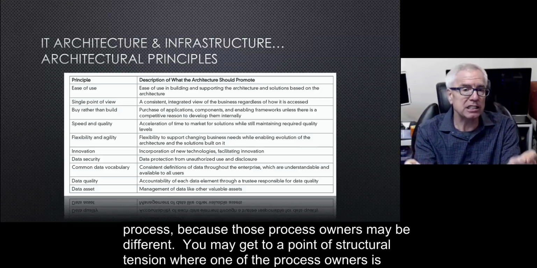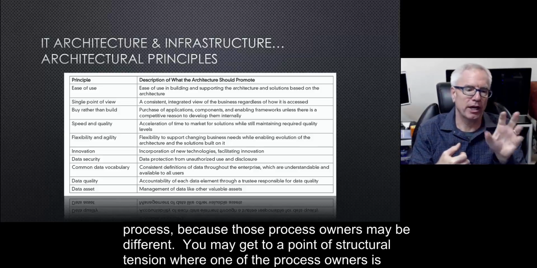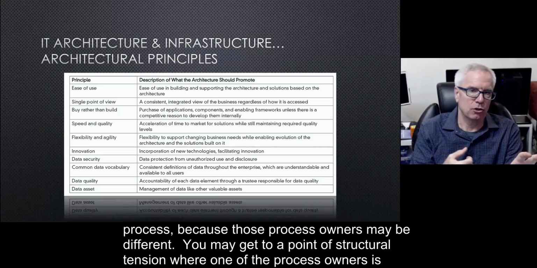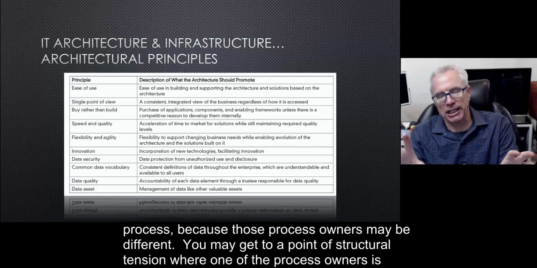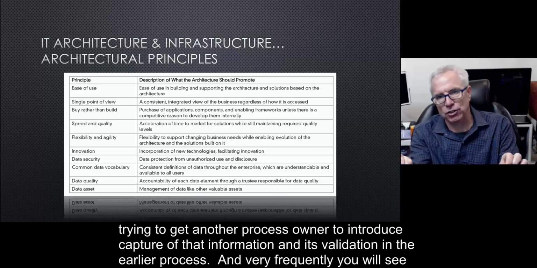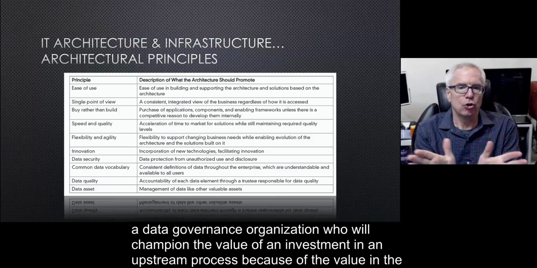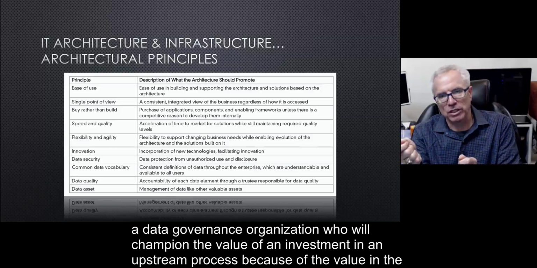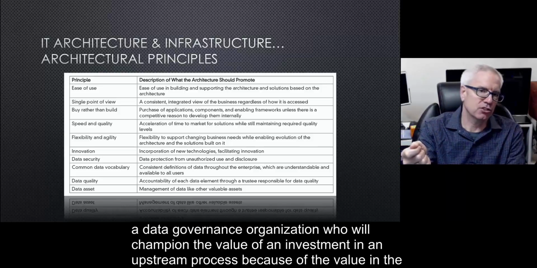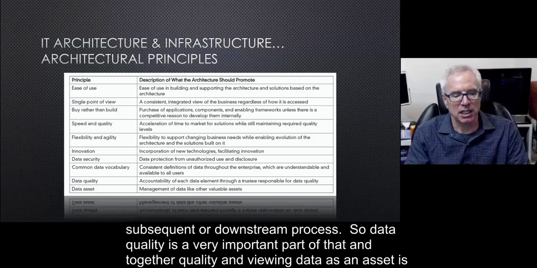And because those process owners may be different, you may get to a point of structural tension where one of the process owners is trying to get another process owner to introduce capture of that information and its validation in the earlier process. And very frequently, you'll see a data governance organization who will champion the value of an investment in an upstream process because of the value in a subsequent or downstream process. And so data quality is a very important part of that.